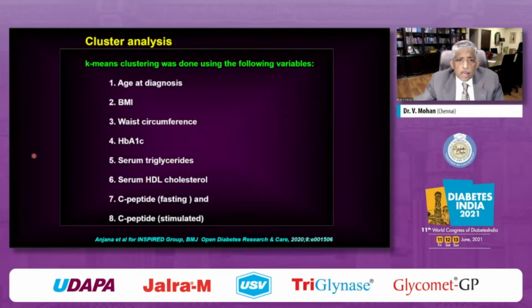Now, when we did it, we took most of these, which they had used, age, BMI, waist, but now we added HDL and triglycerides because we said this is the most characteristic one and we should do it. And I'll tell you why we were right.